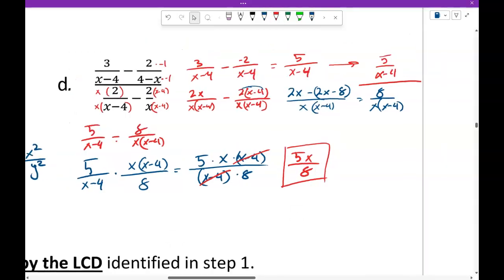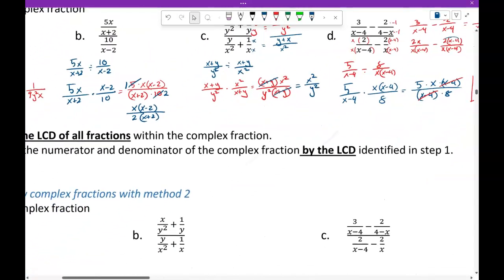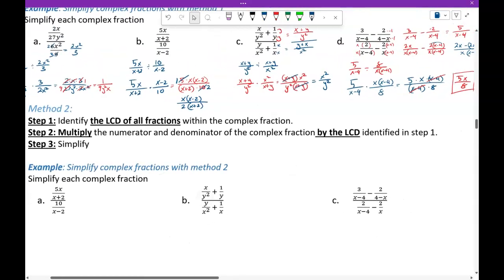Now, we're going to do a couple of those same problems again, but using method 2. Method 2 is also going to be something we're going to be using in the future when we're solving rational equations, so it's a good idea to practice. Method 2, I find, is also going to be more helpful when we have multiple terms in the numerator or denominator. We identify the least common denominator of all the fractions within the complex fraction. Then we multiply the numerator and denominator of the complex fraction by that least common denominator. That allows us to simplify and condense the complex fraction into a regular rational expression.